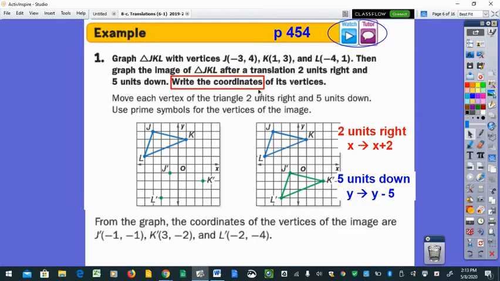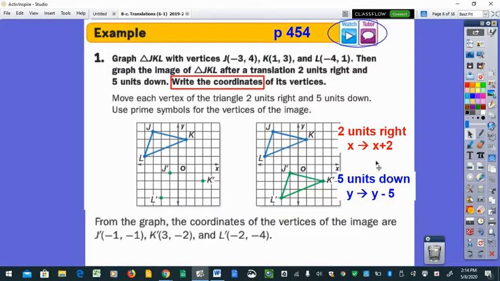Remember that when you're talking about left, right, that's in the X direction, same as the X axis. So if you're talking to the right, that's positive. So the translation notation for 2 to the right would be X plus 2. When you're talking 5 down, that's in the Y direction. Y minus 5 would be that notation. And this is how easy you can do it without graph paper.